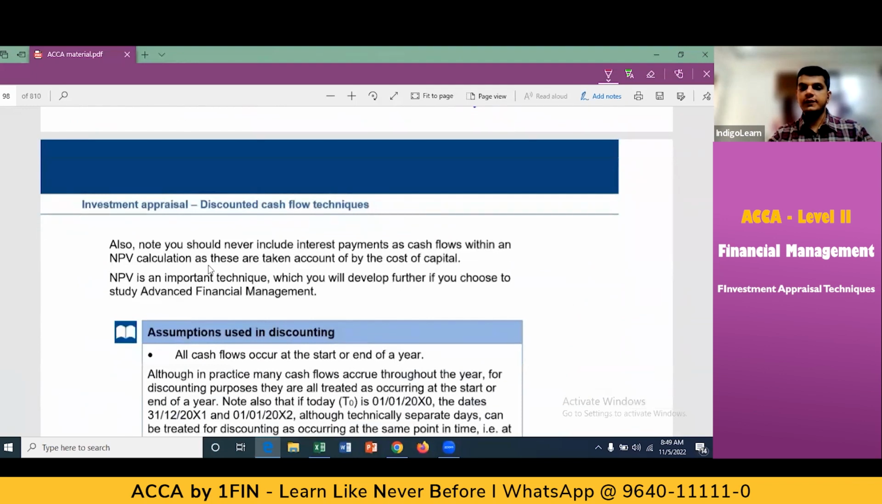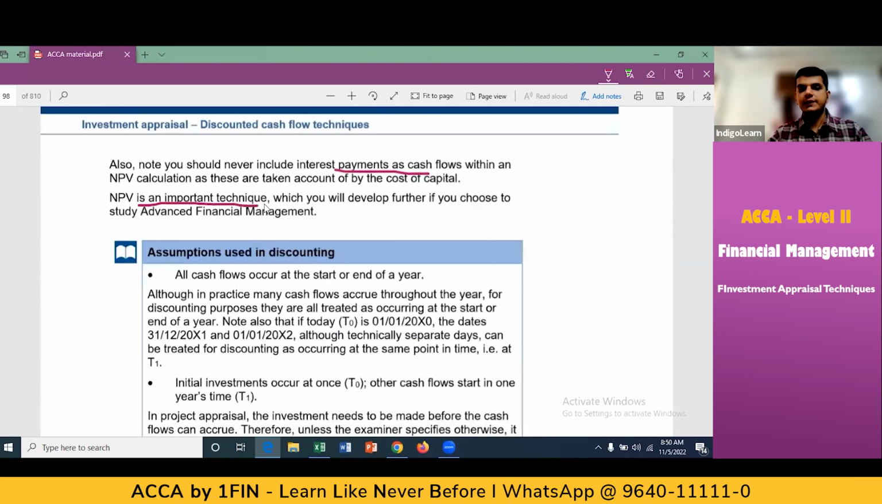Also note, you should never include interest payment as cash flow, because obviously you have already included the interest payment via the cost of capital or discounting factor. That is none other than whatever you are paying or whatever you are expecting on the amount that is invested in the project. So you can't say, sir, I am taking an interest rate of 10%. That is my cost of capital. And also while calculating the cash flow, can I deduct the interest payment? The answer is obviously no, because two times you cannot deduct the same thing. Once you are deducting it from cash flow, then again you are adding the interest rate in the discounting factor. That means it is discounting twice, which is wrong.